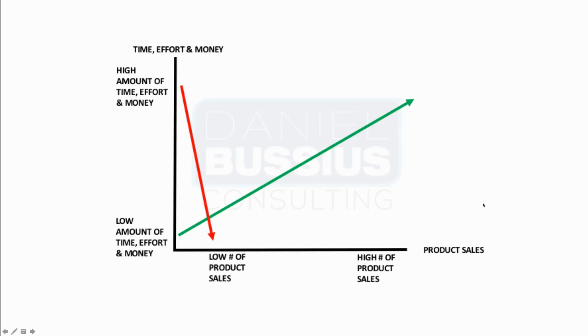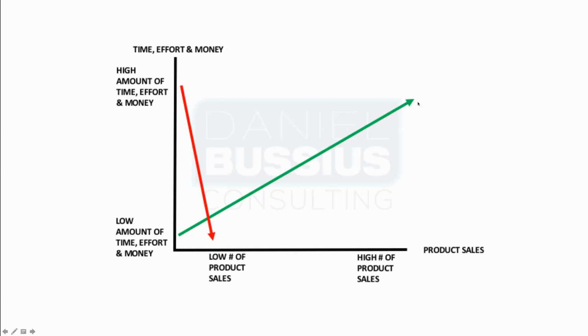Just to understand what I just covered: you've got a high amount of time, effort, or money, and you're going to have a low number of product sales. The more time and effort you ask of someone, and the more money you ask from them, the fewer product sales you're going to have. And the least amount of time, effort, or money is going to get you the highest amount of product sales.